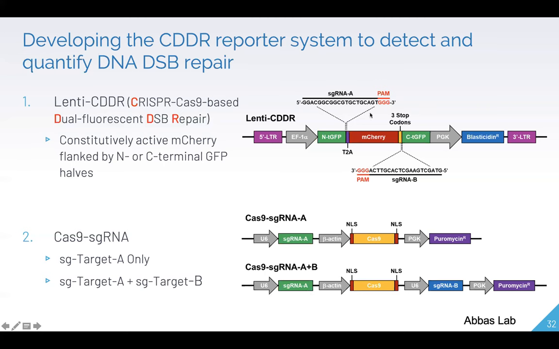If you express Cas9 along with two different guide RNAs, A and B together, on the other hand, you'll end up with breaks here and here. And if this segment is lost, the GFP halves will come together and the cells will light up green and will be no longer red. So green and no longer red will indicate high fidelity repair between these two ends, whereas in the context of a single cut, the loss of mCherry will indicate mutagenic repair, or repair that's dependent on the non-homologous end joining branch that results in indels, deletions or insertions.